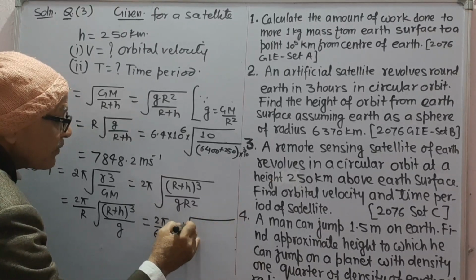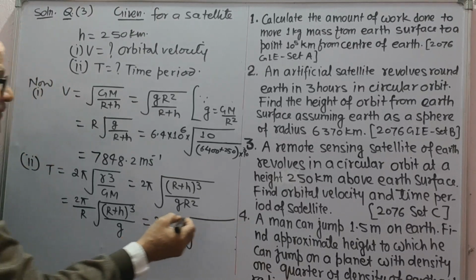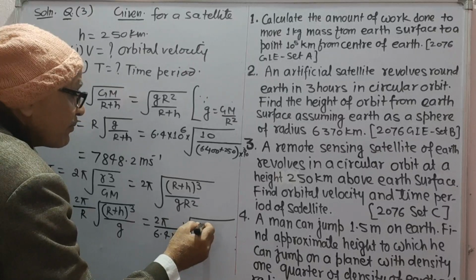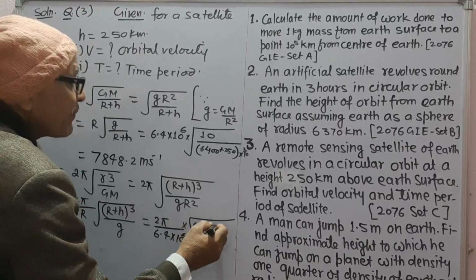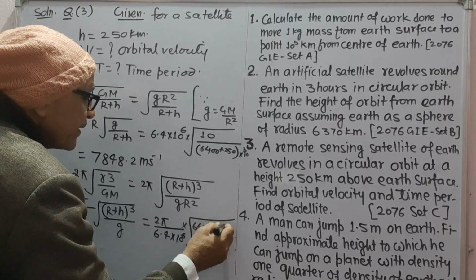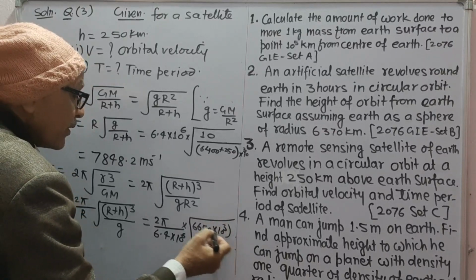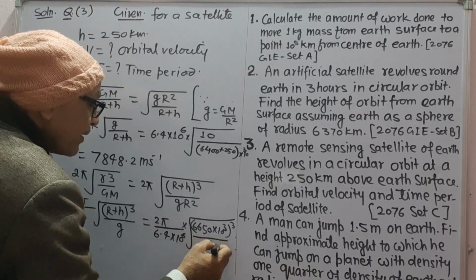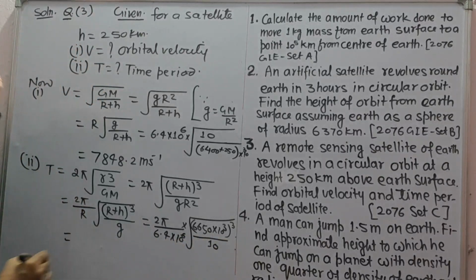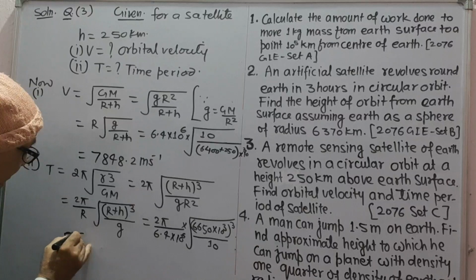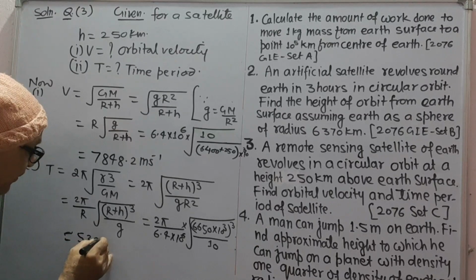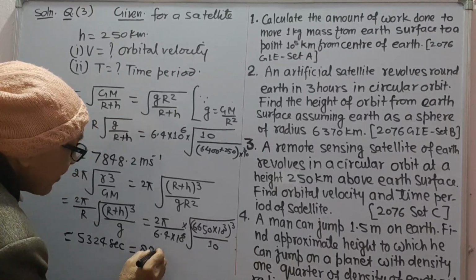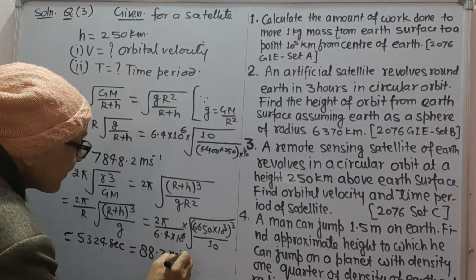under root r plus h is 6650 into 10 to power 3 cube upon 10. On simplification, we get time period as 5324 second, which is 58.7 minutes.